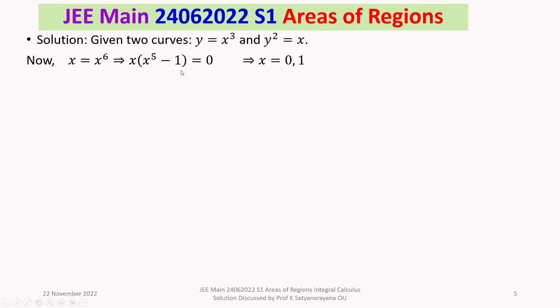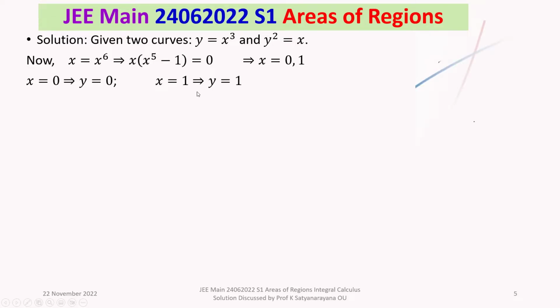To know that, y square is equal to x and y is equal to x cube means y square is equal to x to the power of 6. x is equal to x to the power of 6 will imply x times x to the power of 5 minus 1 is equal to 0. x is equal to 0 or x to the power of 5 minus 1 is equal to 0 implies x is equal to 1. So x is equal to 0, 1. And when x is equal to 0, y is 0, that is the origin, 0, 0. When x is equal to 1, y is equal to 1. So it is 1, 1.